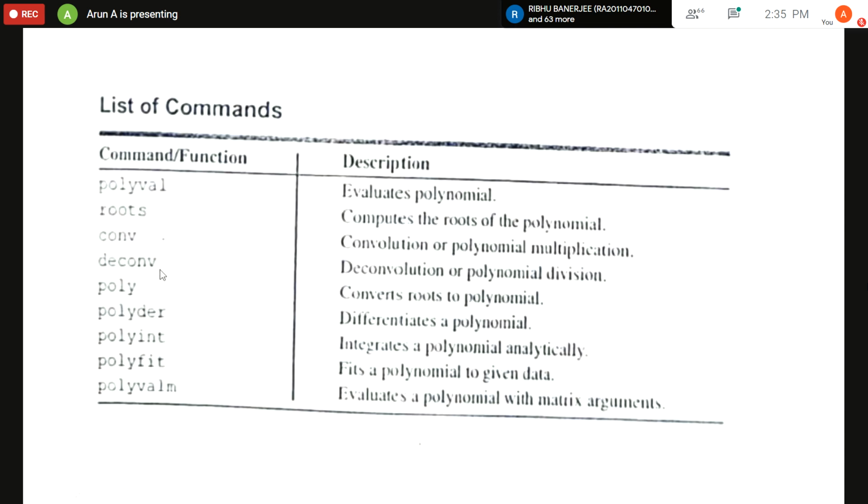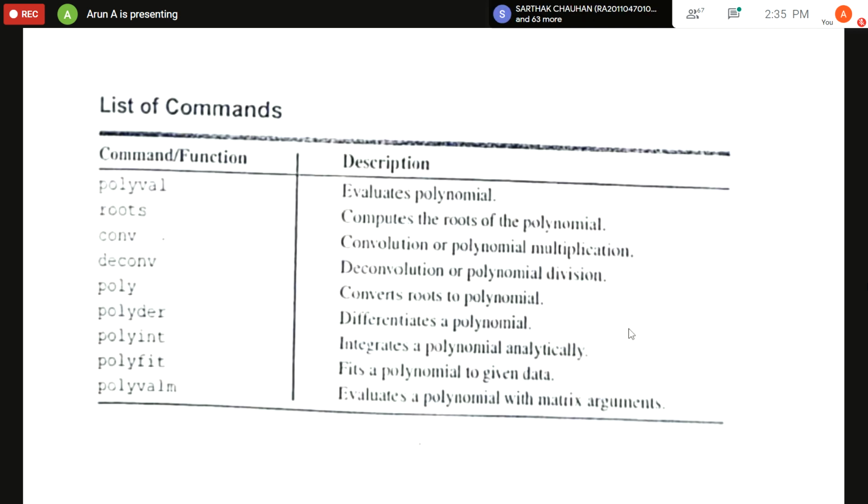The next one, deconv, the opposite. Okay, it is deconvolution of polynomials. The next one is the command poly. What is the command being used for? In the question, if they have given the roots and they are asking to convert them into a polynomial, this is the command.